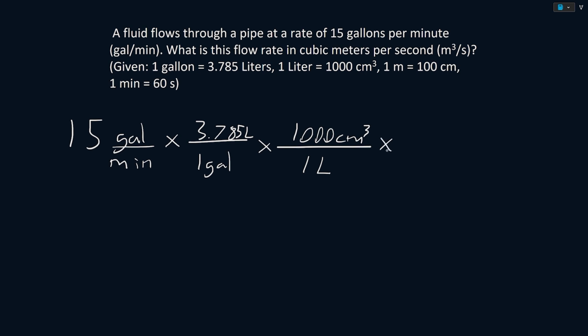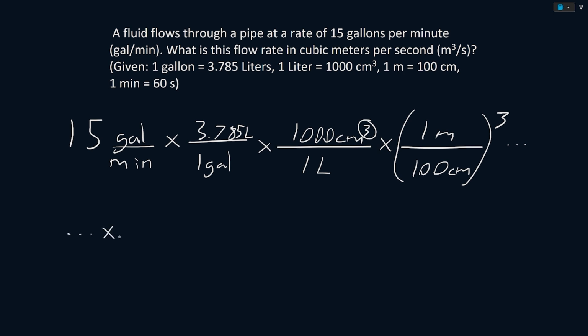Next, we convert the centimeters cubed to meters cubed by multiplying by 1 meter over 100 centimeters. Since the centimeters are cubed, we must cube this conversion. Continuing, we can convert the minutes to seconds by multiplying by 1 minute is equal to 60 seconds.